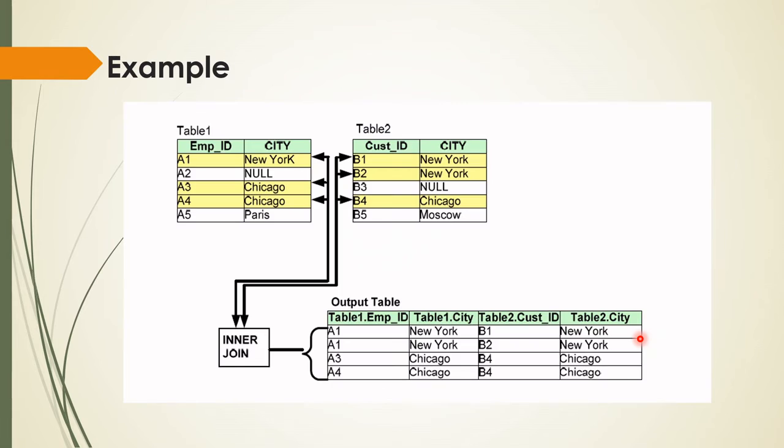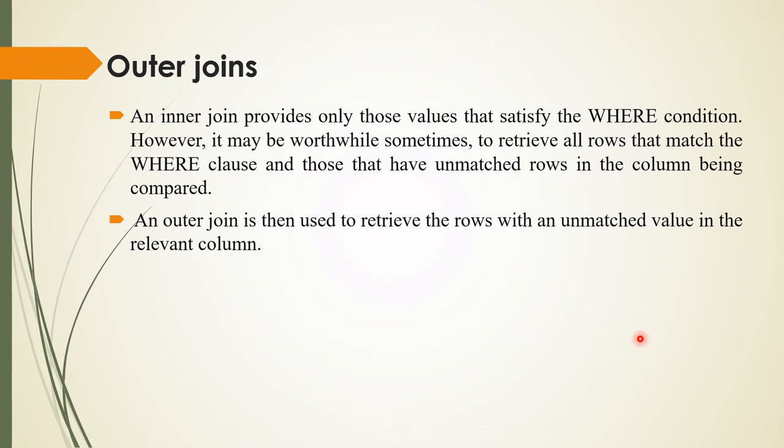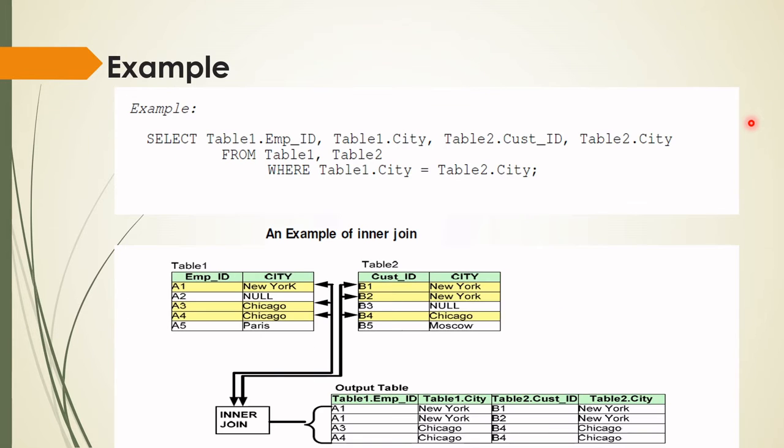Now next is outer join. So this is the inner join. Now next is outer join. An inner join provides only those values that satisfy the where condition. Here we have output, we satisfy the where condition only.